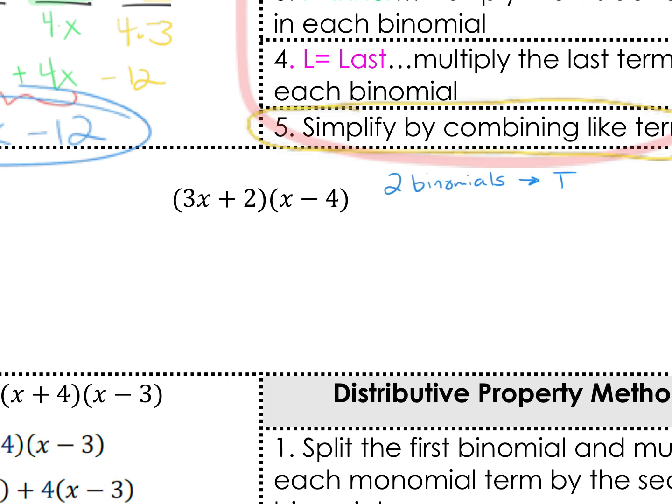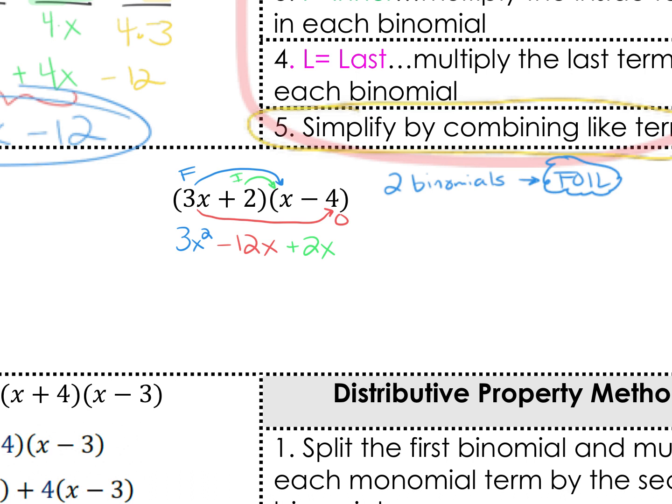That's when I can use this new FOIL method. And this is something, guys, you'll use in geometry and in algebra 2. So to start off, we're going to do the first 2 terms. That's going to be 3x times x, so 3x times x is 3x squared. Next is the outer, the 2 on the outside. 3x times negative 4, that's negative 12x. Inner, the 2 on the inside, positive 2 times x. That's positive 2x if I multiply that.